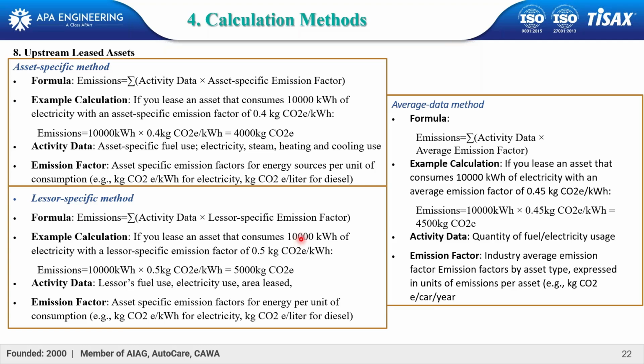The average data method is similar to what we saw in previous categories. We are using the industry average method for the assets. So here the industry average emission factor by asset type or lease type will be available on the secondary data websites. So we are incorporating the average emission factors from third-party sources here.